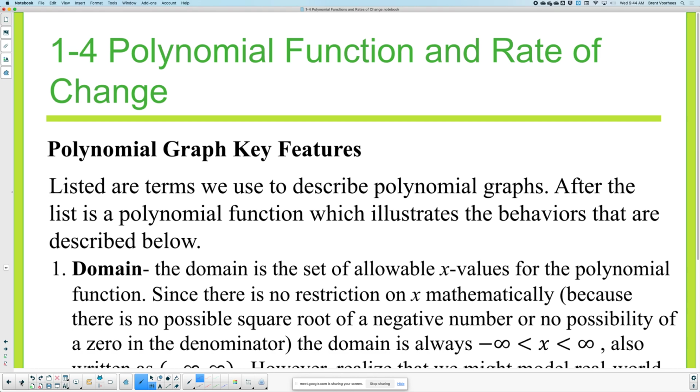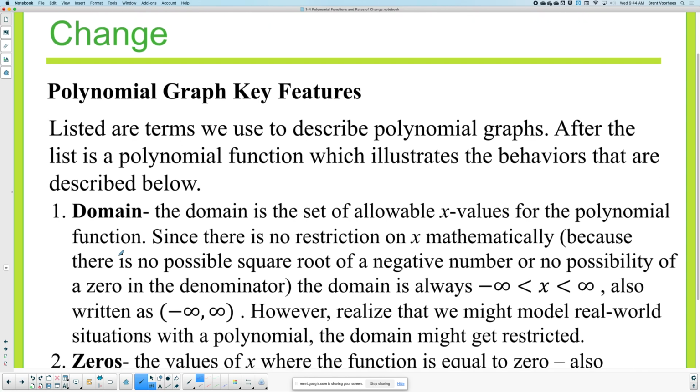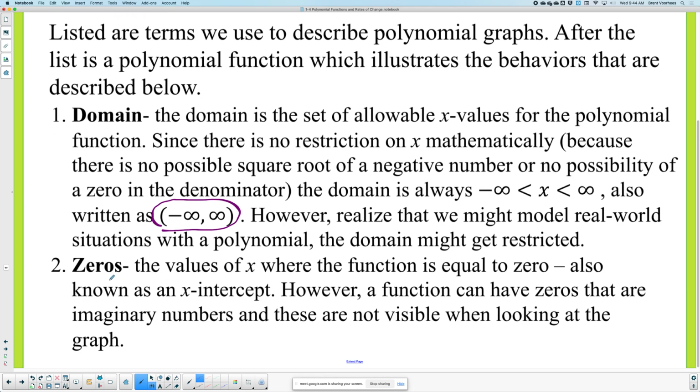Some key features. The domain. What do we say the domain is? All real numbers, which is symbolized here. It's all reals. Zeros. What are zeros? X-intercepts. I'm highlighting the words you need to have on this, so you can just mark your notes as well. The domain should be all reals.